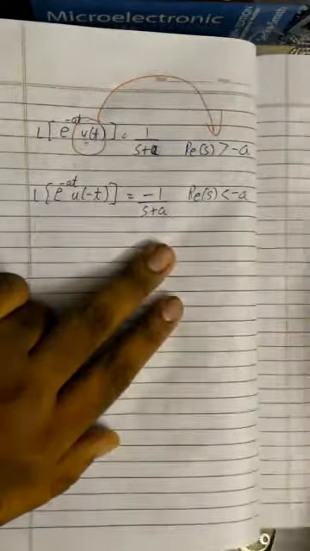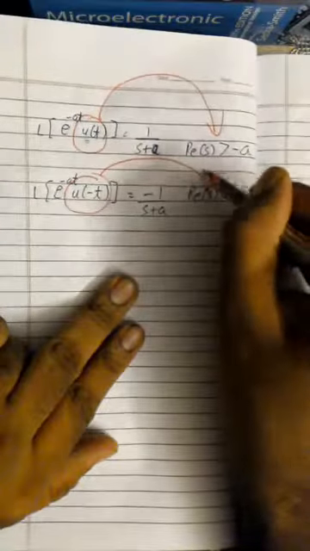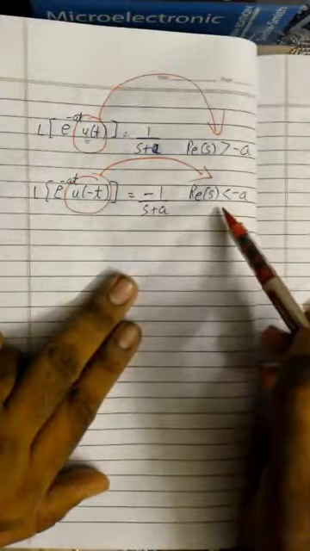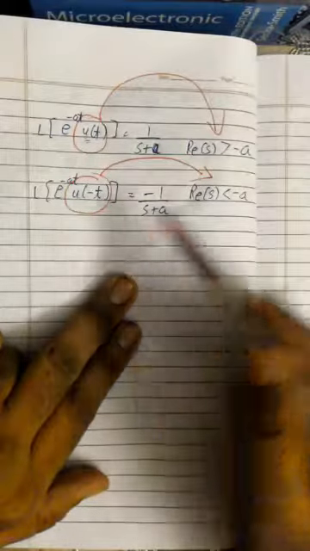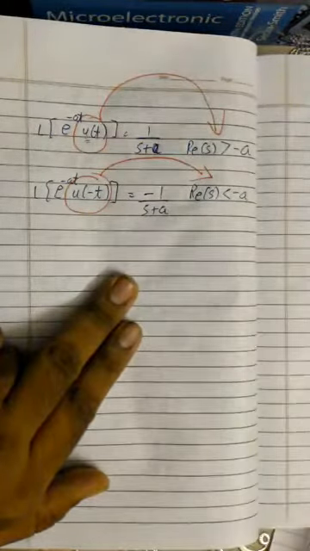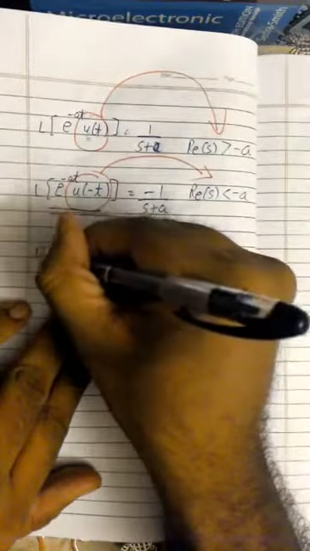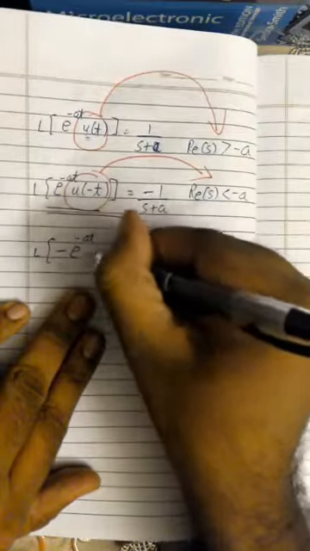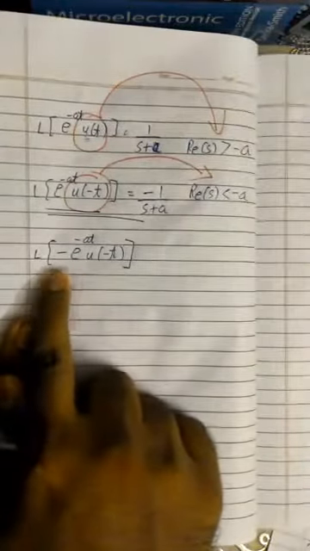How did I know it's a left-sided signal? Because the function is multiplied with u of minus t. Since u of minus t is left-sided, the real part of s becomes less than minus a. If it is right-sided, it is greater than minus a. If it is left-sided, it is less than minus a. Now look at this. What happens if your function is minus of e raised to minus at u of minus t, and you find the Laplace transform of this?